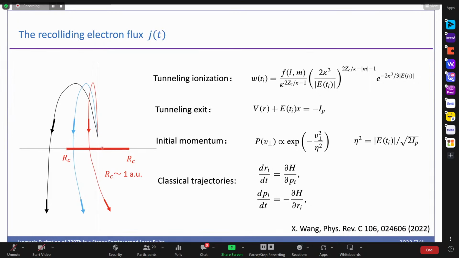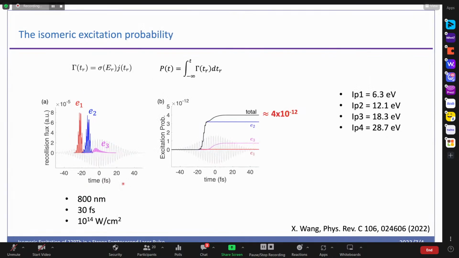Then we collect those trajectories that recollide within a critical radius, R_OC. Outside this radius, the recolliding trajectory, we say, is too soft for isomeric excitation. Without going into the details, this R_OC is roughly 1 atomic unit. So basically, we get recolliding electron fluxes like this.